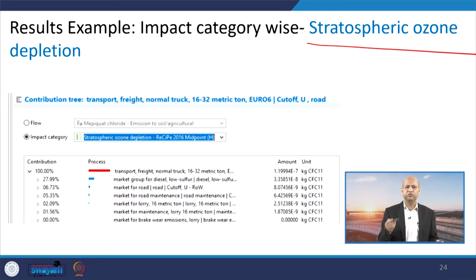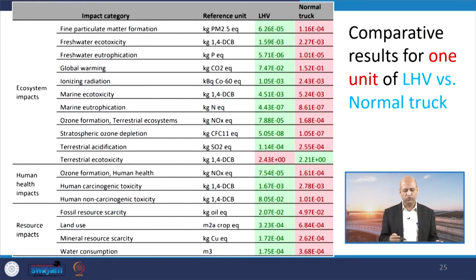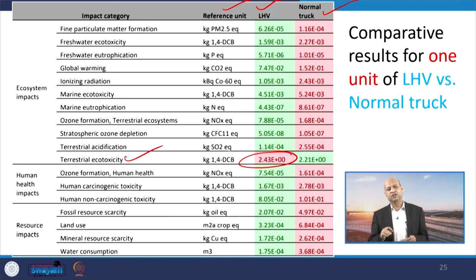So, all these activities are there, you can go through those values, and these impact categories and reference units are there, then the comparison of values of LHVs and normal truck. You can see LHV emissions are less in comparison to normal truck, but in case of toxicity, ecotoxicity, this is giving more value, but in other impact categories, LHV is better.